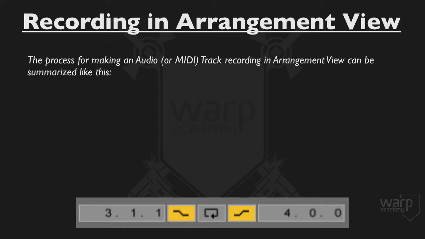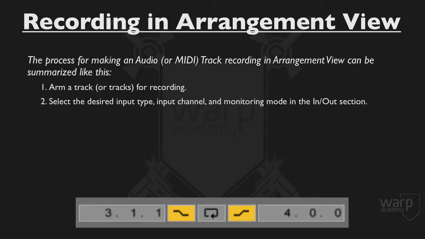The process for making an audio or MIDI recording in Arrangement View can be summarized like this. Arm a track or multiple tracks for a recording. Select the desired input type, input channel, and monitoring mode in the in-out section for each track. Check incoming audio levels and tone and adjust accordingly.